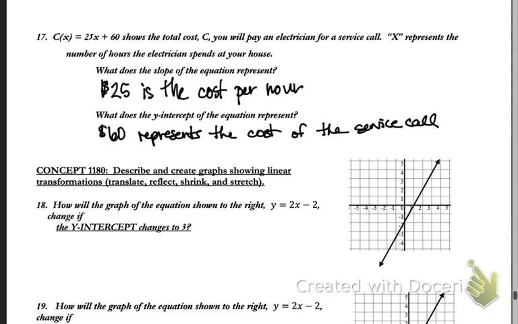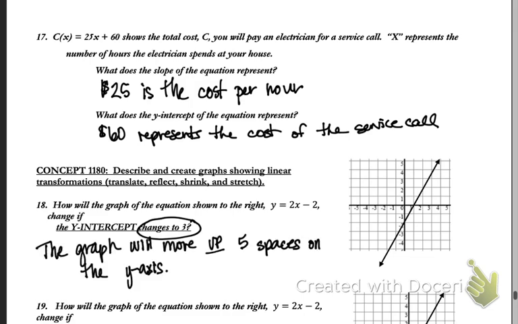Number 18, how will the graph of the equation shown to the right, y equals 2x minus 2, change if the y-intercept changes to 3? So changing to 3, it's at negative 2 and it changes to 3. That means it's going to move up 5 spaces on the y-axis.